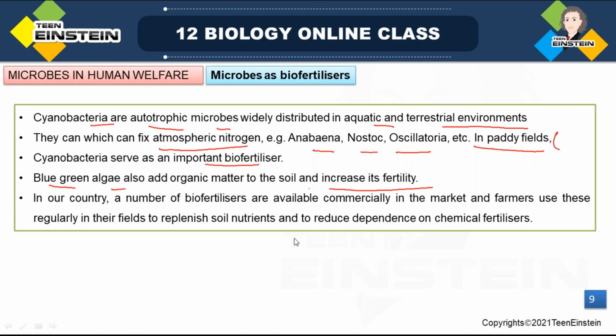So these are the main points of this chapter, and from this you may get direct questions. We learned about very important microbes, bacteria, then antibiotics like penicillin and streptomycin, and sewage treatment. Then methanogens and biogas production, then microbes as biocontrol agents, then the role of microbes in organic farming. Finally, microbes play an important role in the welfare of human society. Got it?